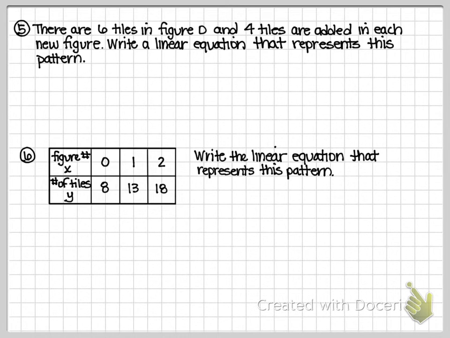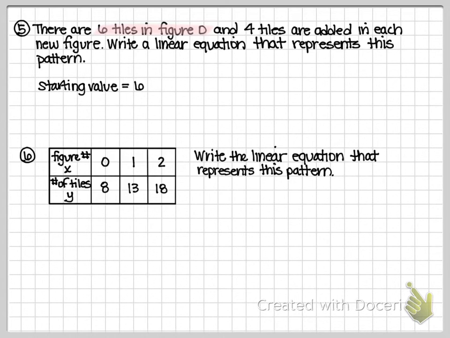So if we take a look, there are 6 tiles in figure 0. That's important. That has been our starting value. So I think I know what the start is. So my starting value is going to be 6. So however many tiles are in figure 0. Number of tiles, figure 0.